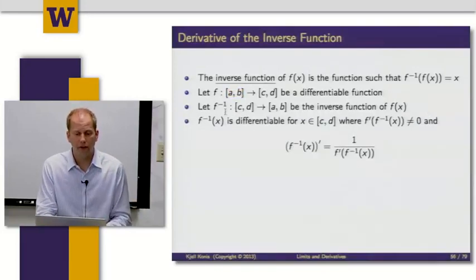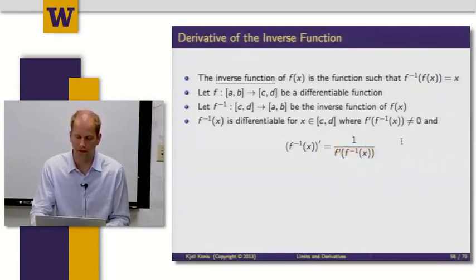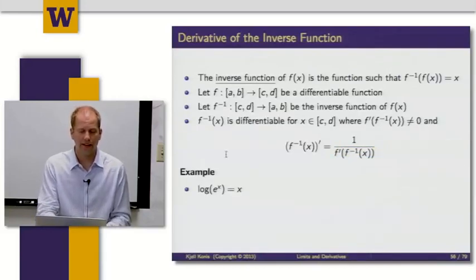So then there's a rule for computing the derivative of the inverse function. As long as this thing in the denominator is not equal to 0, the derivative of the inverse function is just 1 divided by f prime evaluated at the inverse function. Just as a quick example, consider log of e to the x. These are functions that undo one another. So log of e to the x is always equal to x.